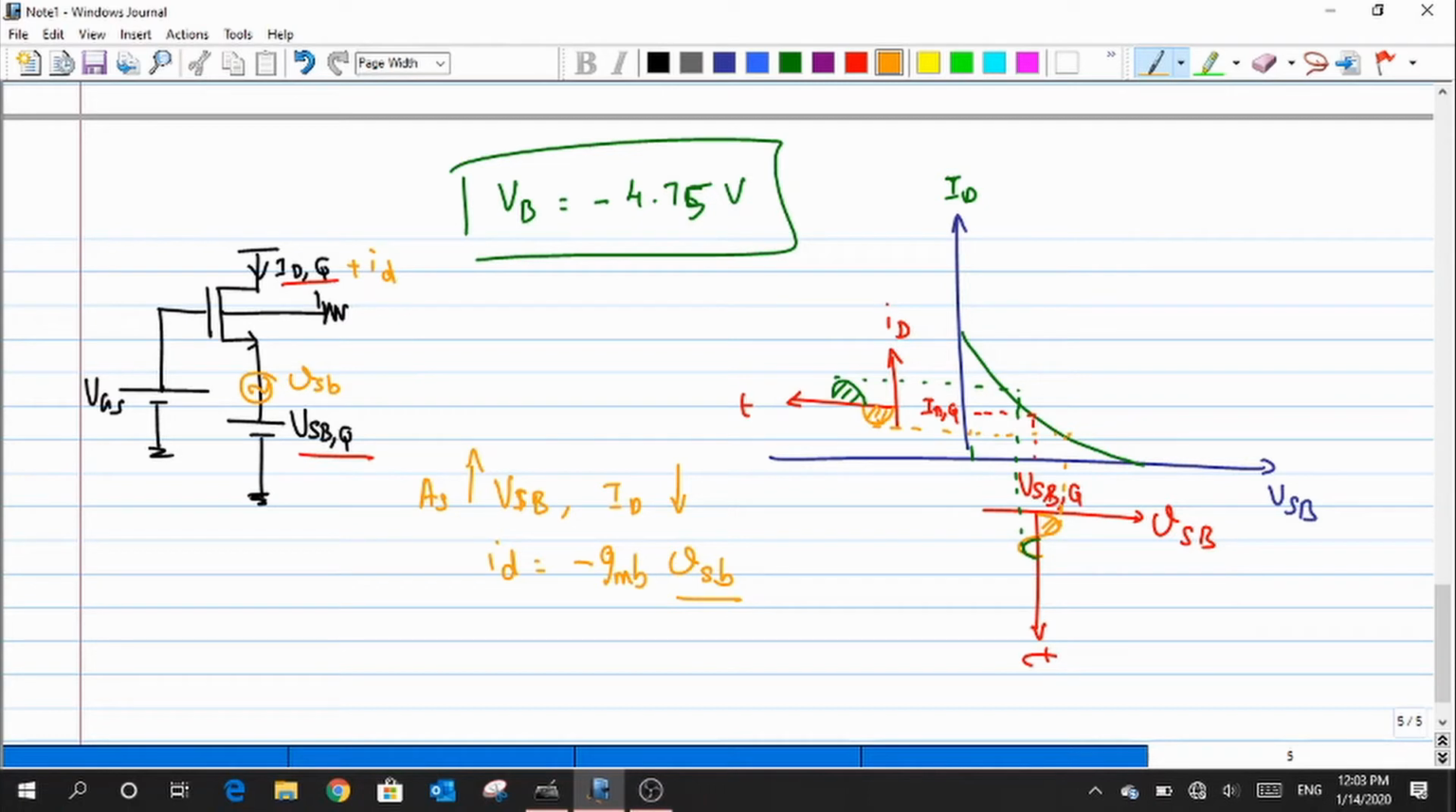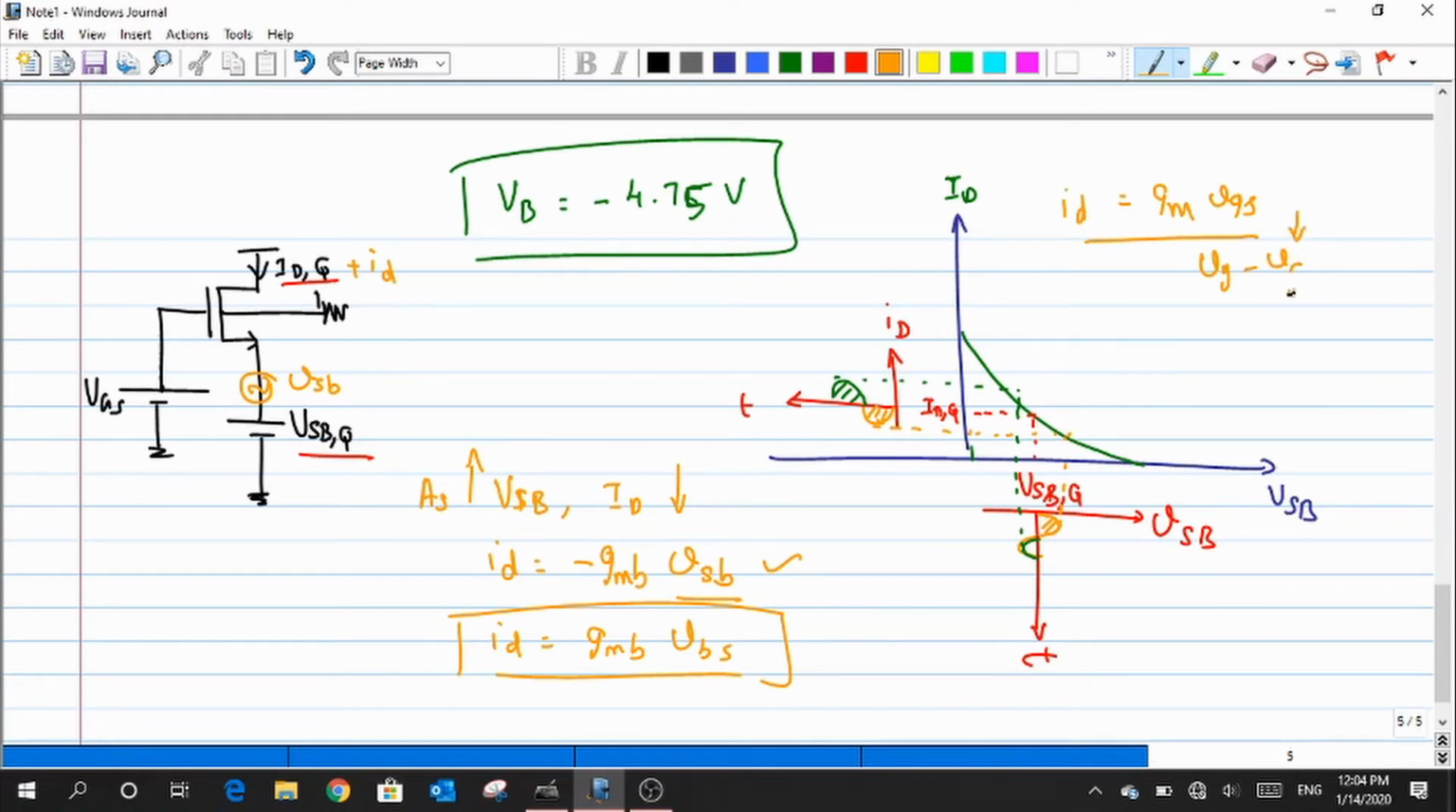If we swap the polarity of my VSB, rather than reading it as VSB, let us read it as VBS. So what happens is that the ID would then be written as just GMB. So ID is equal to GMB times VBS. Now there is a reason why we are using this notation rather than the previous notation. When I look at the expression for the change in the value of ID just because of the change in the value of VGS, we had a relation that ID is equal to GM times VGS. So here this VGS is nothing but VG minus VS.